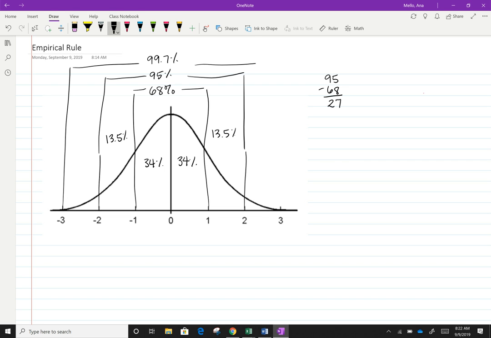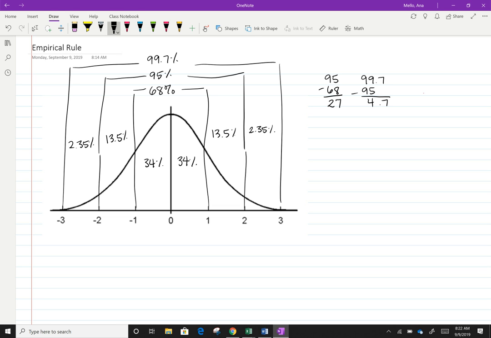And then finally, 99.7% of the data values fall within 3 standard deviations. I'm going to do the same thing. I'm going to take 99.7 and subtract 95, and I'm going to get 4.7. So there's 4.7 hanging out on the outside from 2 to 3 standard deviations. When I cut that in half, I get 2.35. So I have 2.35% of your data values from 2 to 3 standard deviations and from -3 to -2 standard deviations.